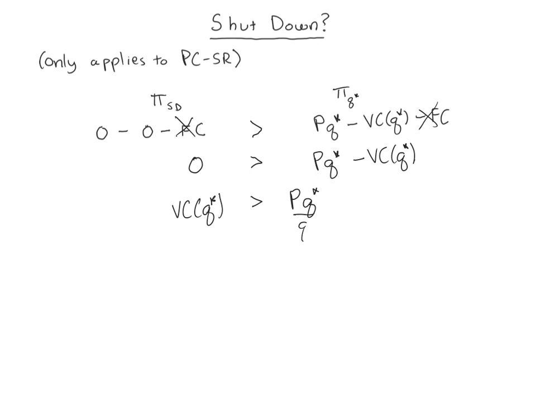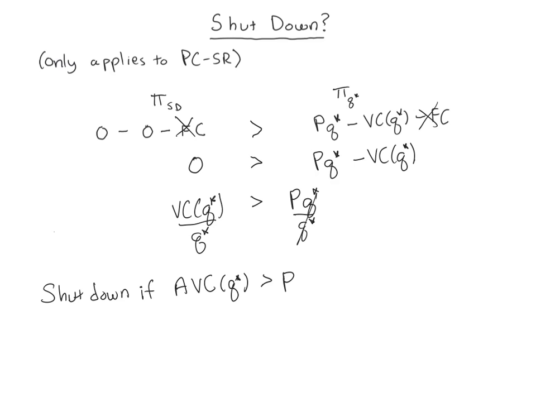They divide both sides by Q. So we'll divide both sides by Q star, and we get VC divided by Q is average variable cost, but that's still a function of Q star. And the left side, the Q's cancel, so we just get P. So shut down if AVC at Q star, where MC equals MR, is greater than the price.